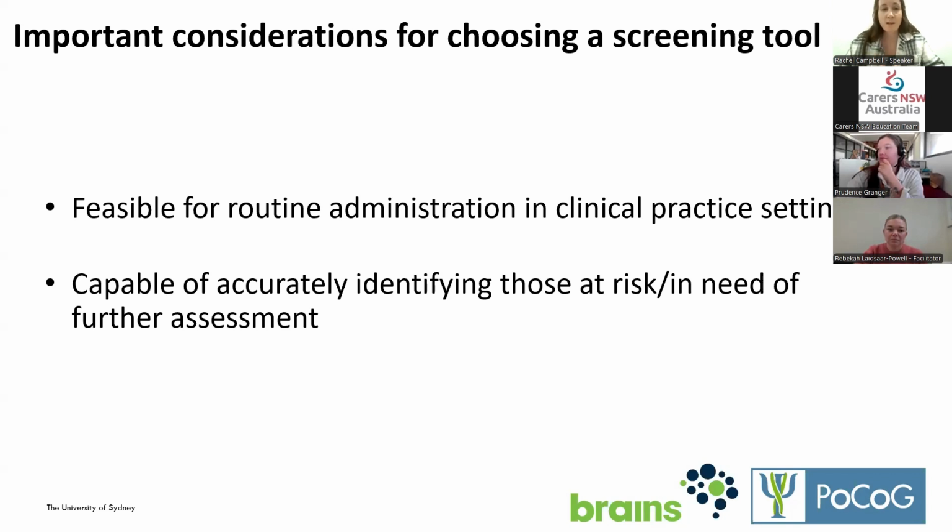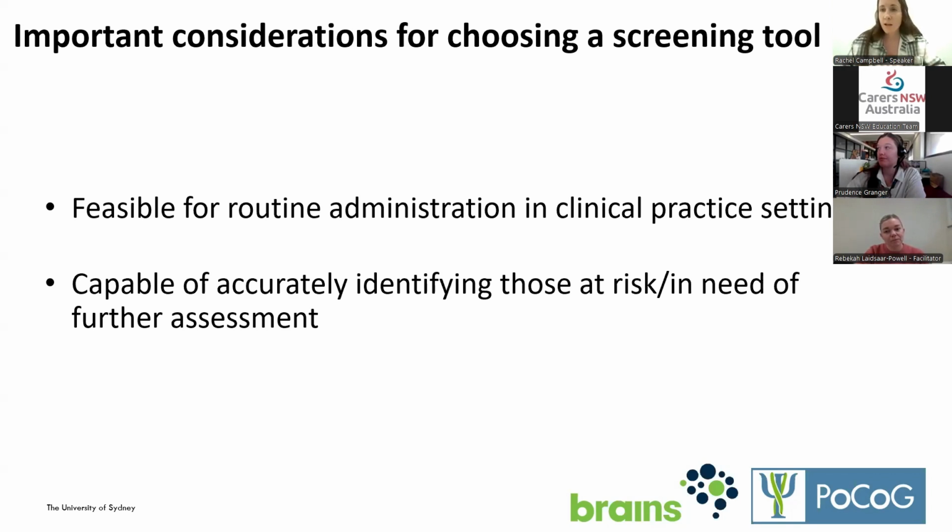And so when we say feasible, we mean it needs to be, I think, sufficiently brief that carers are happy to complete it. It also ideally would require no specialist training on behalf of the person administering it, and tied to it being brief, we don't want it to be overly burdensome for carers to complete.